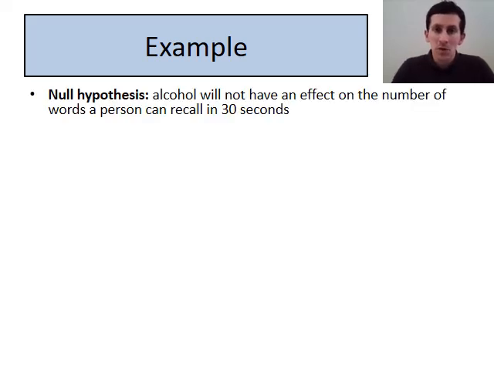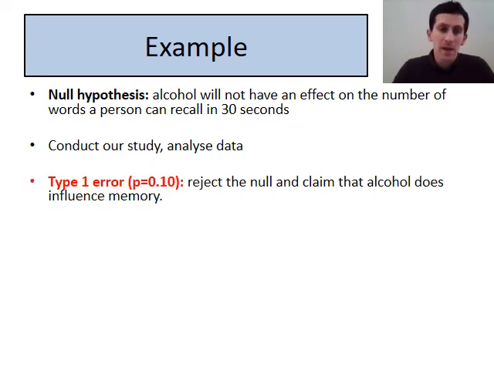So we're going to do an experiment looking at whether alcohol affects memory or not. Remember, the null hypothesis always says there's going to be no effect. So alcohol will have no effect on the number of words a person can recall in 30 seconds. That's our null hypothesis. So we conduct our study, we analyse all our data, and if we use this significance level here, this p 0.10, then we're going to potentially get a type 1 error. This is where we're going to reject the null hypothesis. So remember, the null hypothesis says it will not have an effect. So we're going to say alcohol does have an effect. Okay, it does affect your memory.